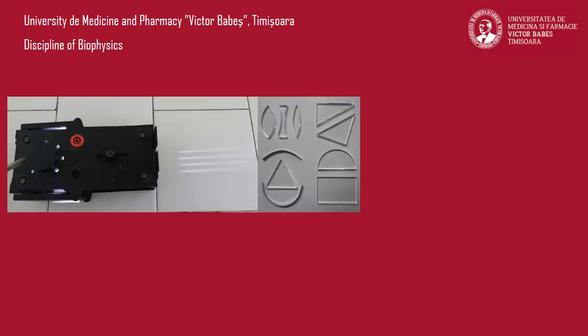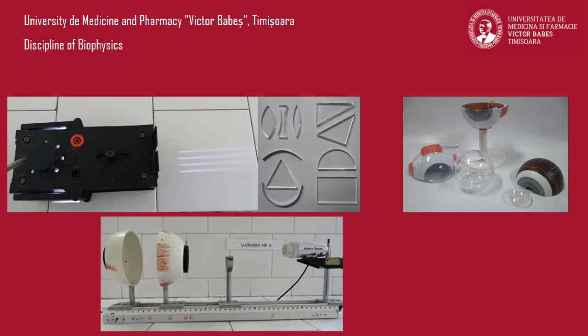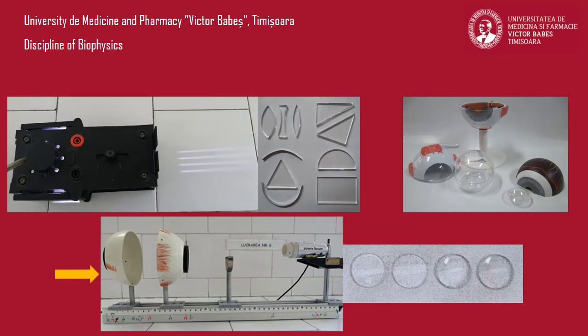For this laboratory work, you will use the geometrical optics kit containing prisms, lenses and mirrors, and a light source providing four parallel light rays, an anatomical model of the human eye, a functional model of the human eye containing an optical bench with four mobile stands, convergent and divergent lenses, and a light source on the optical bench.